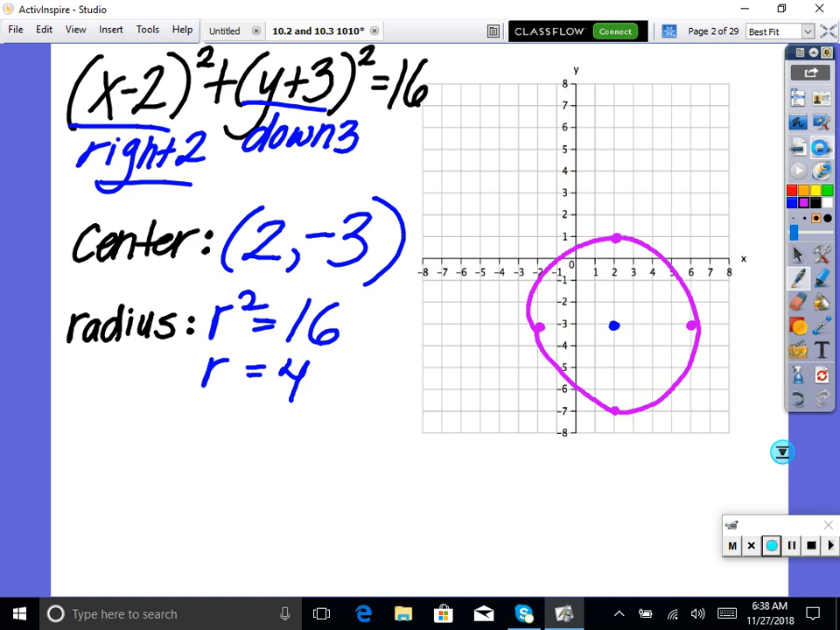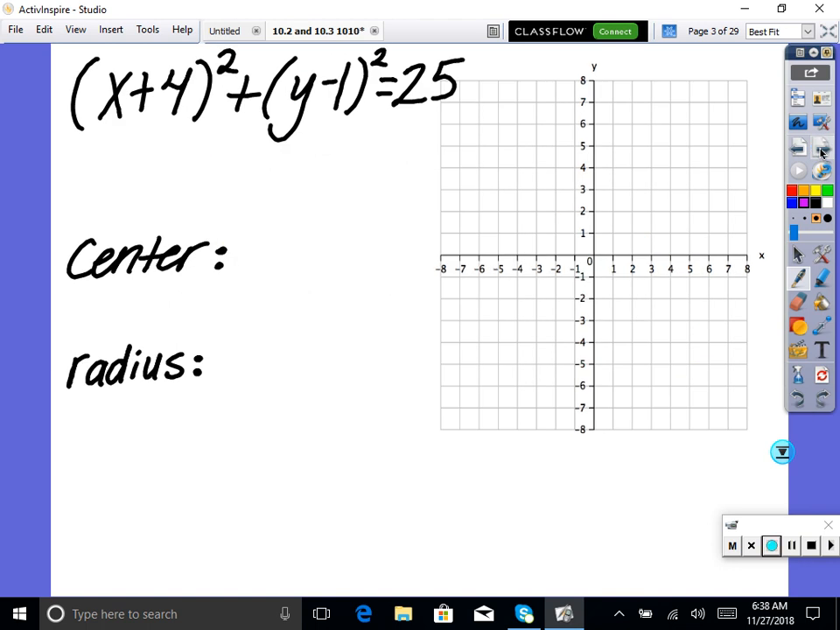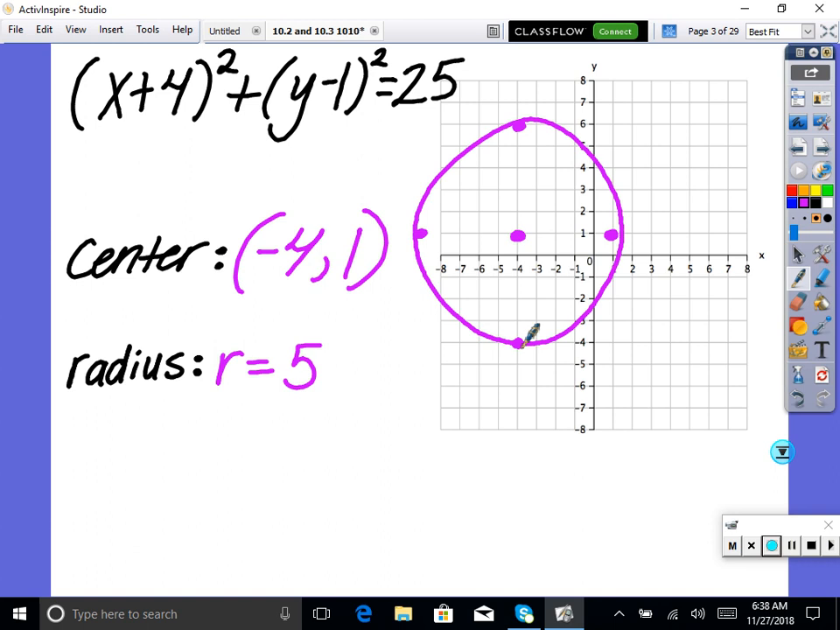Okay, so let's do another one. So describe the center. What would the center be at? Negative 4, 1. So negative 4, up 1 is the center. My radius is 5. So out 1, 2, 3, 4, 5. And there's my circle.